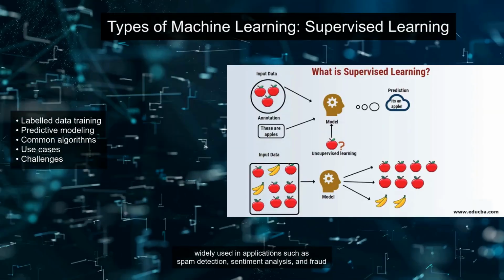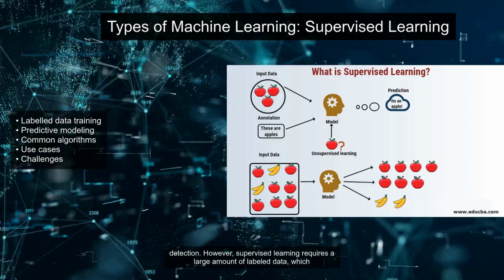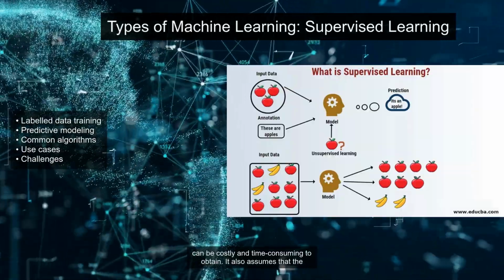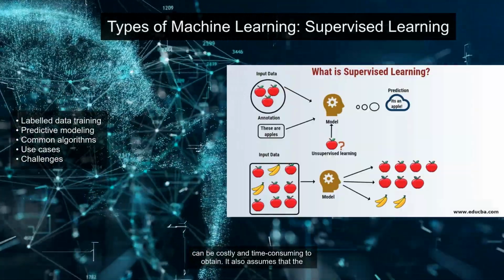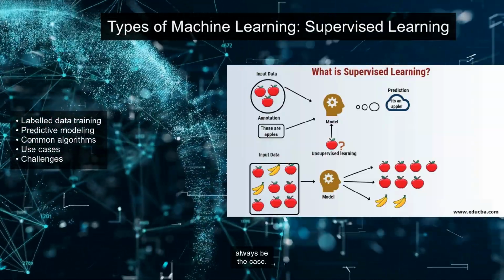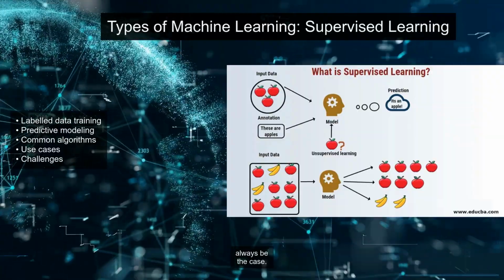These algorithms are widely used in applications such as spam detection, sentiment analysis, and fraud detection. However, supervised learning requires a large amount of labeled data, which can be costly and time-consuming to obtain. It also assumes that the future data will be similar to the past data, which might not always be the case.